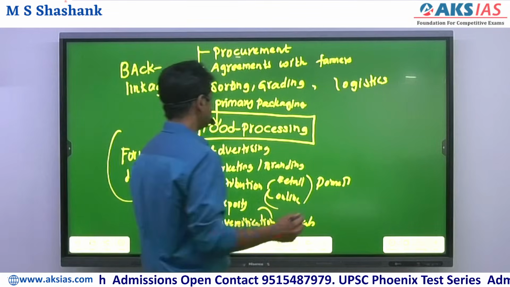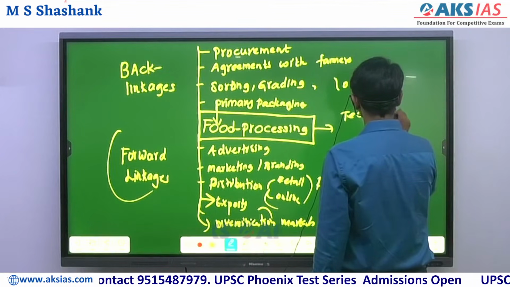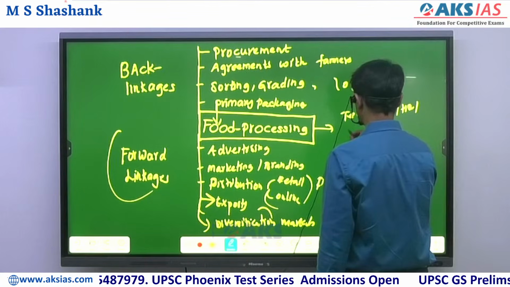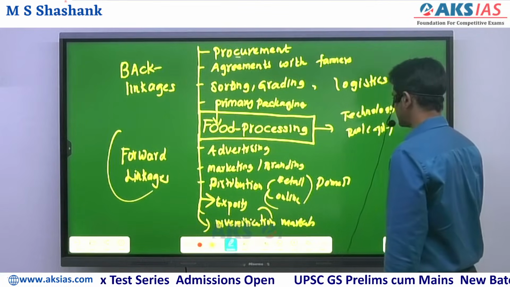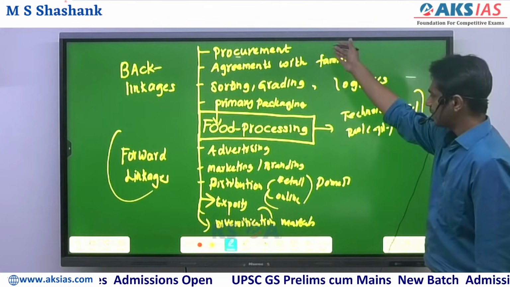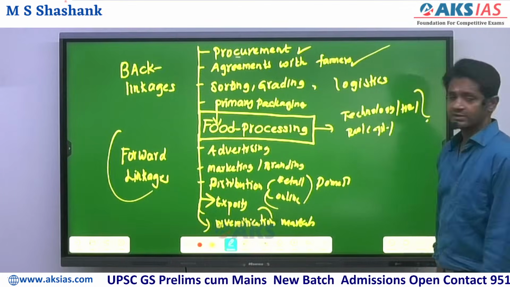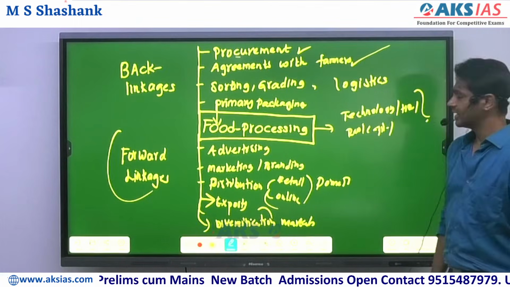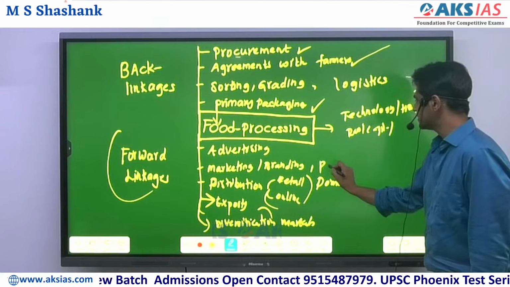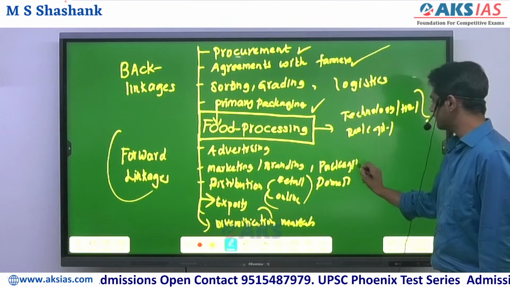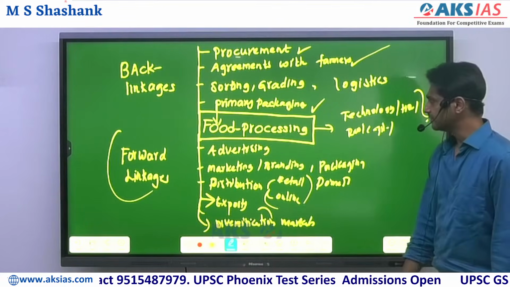Okay. And within the food processing sector, of course, these things are applicable for any industry: technology, human resources or skills, raw materials, capital, credit. But these are backward linkages, these are forward linkages. Procurement from the farmers, contract agreements with farmers, sorting and grading, and primary packaging. Of course, here packaging also comes. Why is packaging important? Because if sanitary and phytosanitary standards are not maintained, products will be rejected for exports. So that also will form part of forward linkage.